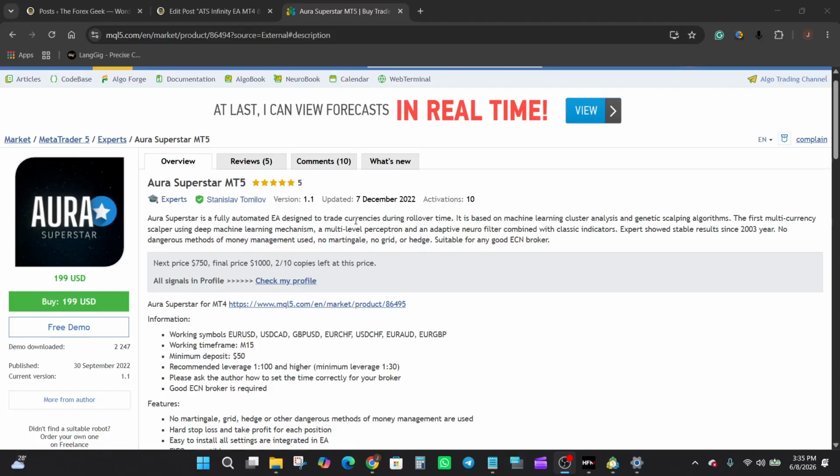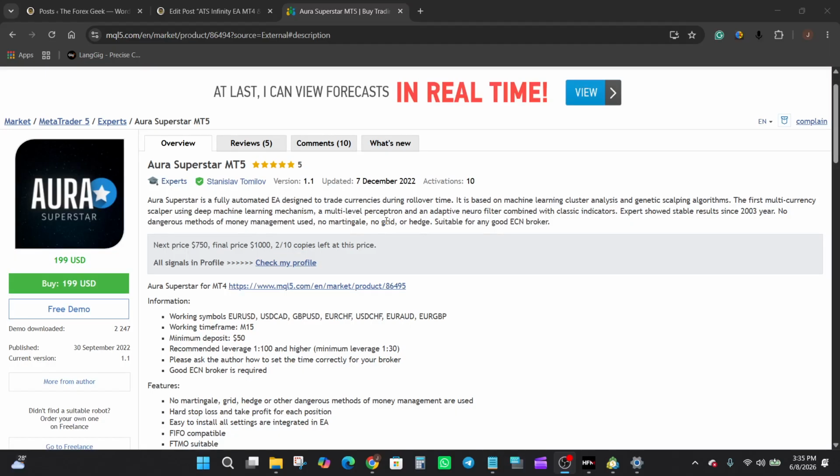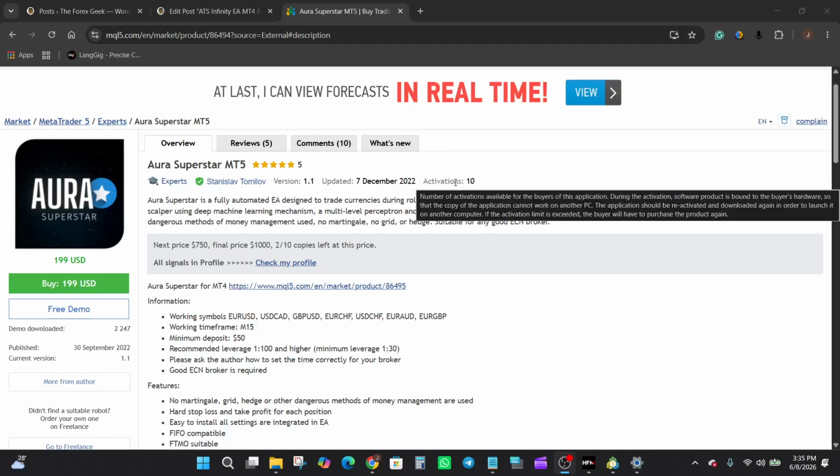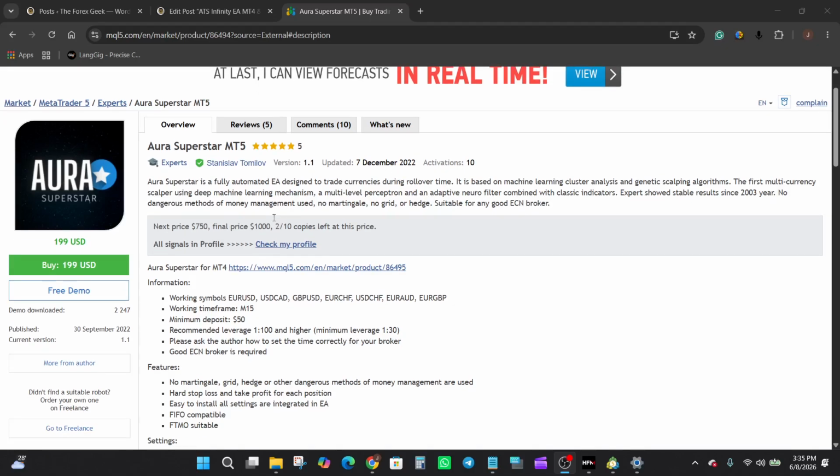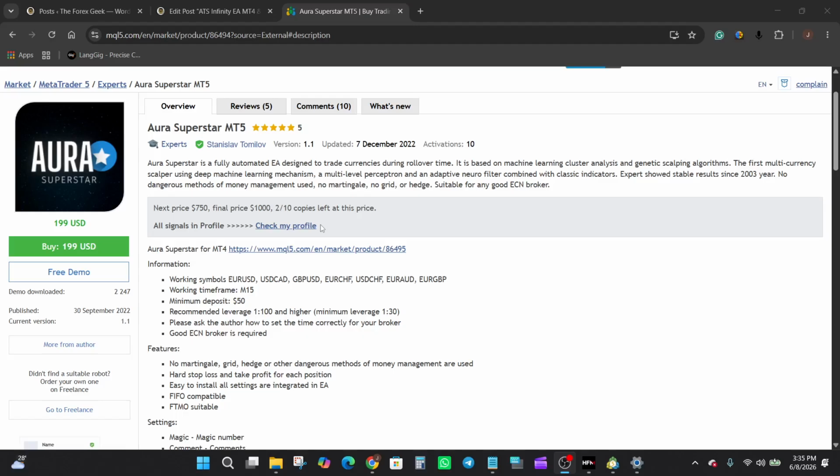So here we are on the MQL5 Marketplace page. This is Aura Superstar by Stanislav Tomilov, currently priced at $199 with version 1.1 updated in December 2022 and 10 activations available. From the marketplace information, I can confirm this EA supports both MetaTrader 4 and MetaTrader 5. So I'll be referring to MT4 and MT5.